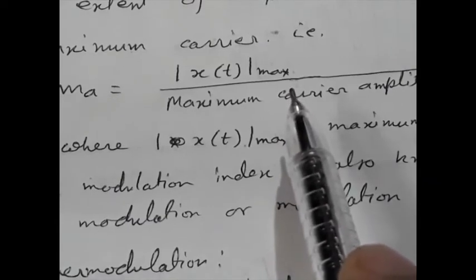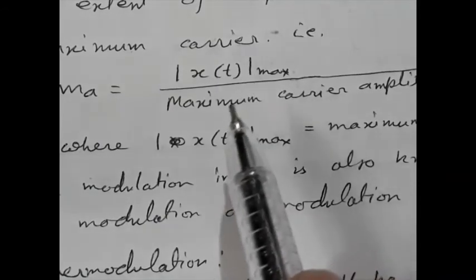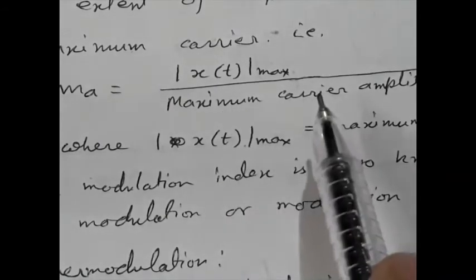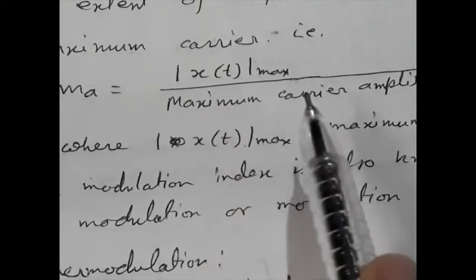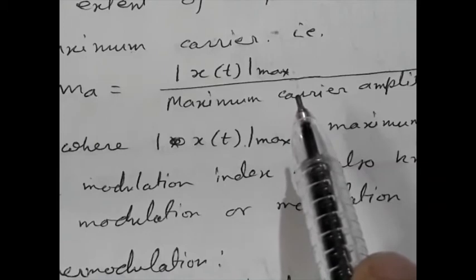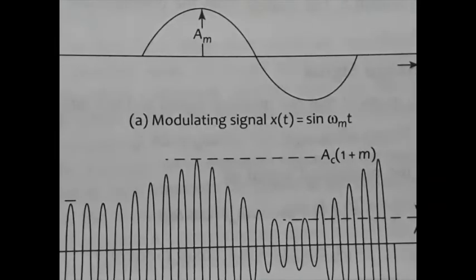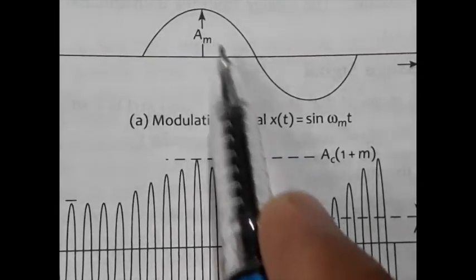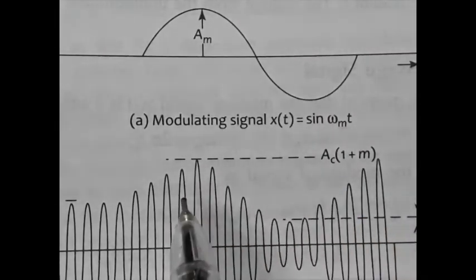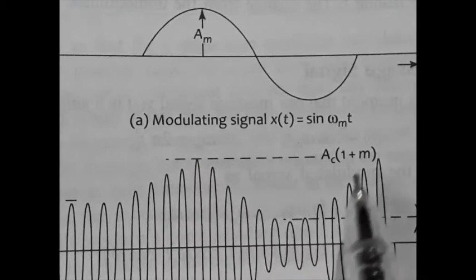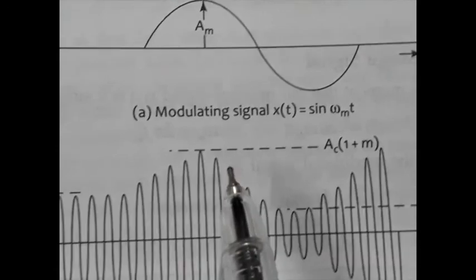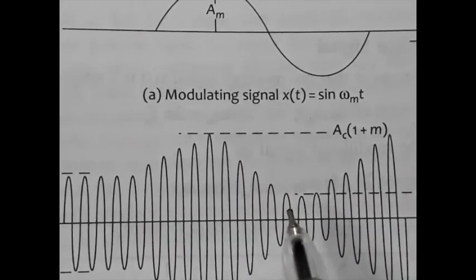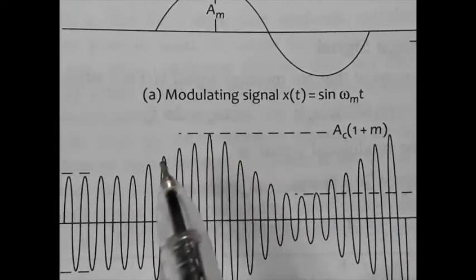Now what will happen if x(t) max is exactly equal to the carrier amplitude Ac, or x(t) max is greater than the carrier amplitude? To understand this, let us consider these figures. Suppose this is the baseband signal. So the carrier amplitude will vary depending on the baseband signal like this. And this is the case when the modulation index is less than 100%. We have already drawn this thing.